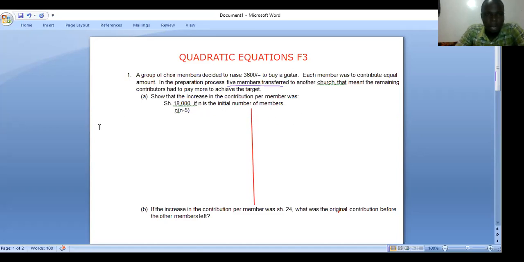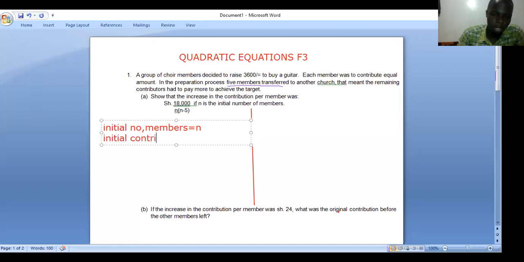Then I will say that they have said, show that increase if n is the initial number of members. So the initial number of members equals n, which means that the initial contribution per person, the initial individual contribution, is equivalent to 3600 divided by n, which is the total number. So that is the initial contribution for each.